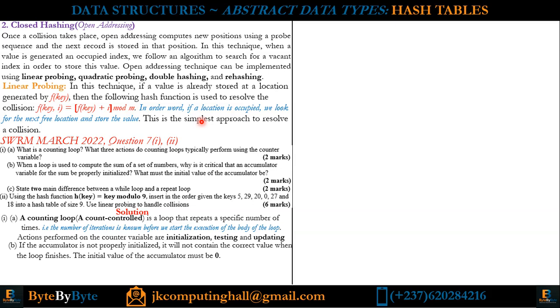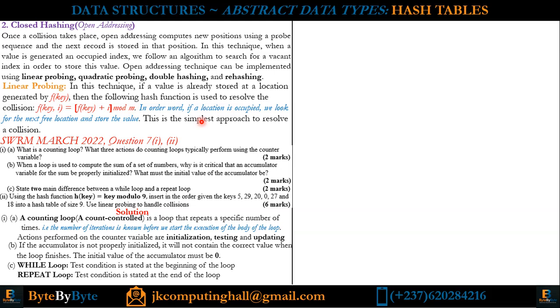B. If the accumulator is not properly initialized, it will not contain the correct value when the loop finishes. The initial value of the accumulator must be 0. And this is the nth time I am repeating this, and it's not only for the for loop. When you have a variable that changes for every iteration of a loop, if it changes through addition, then that variable must be initialized to 0 or to a specific value precisely stated in the problem description. But if it changes through multiplication, it should be initialized to 1 or a value described in the problem. That is it, dear students.